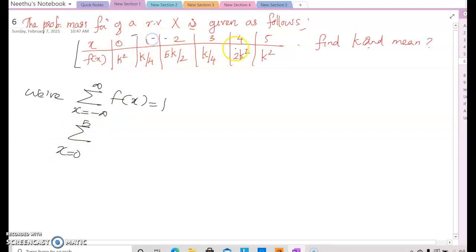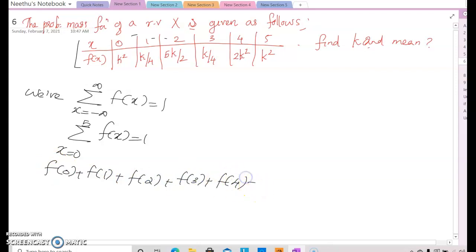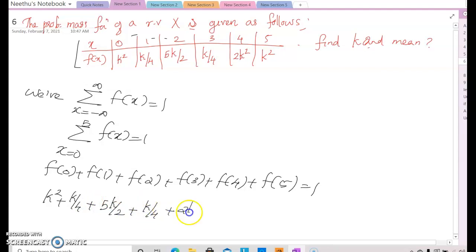0, 1, 2, 3, 4, 5 ആ വാല്യൂസ് ചൂസ് ചെയ്യാം. ആ വാല്യൂസ് മാത്രമേ ഉള്ളൂ. അപ്പൊ എന്താ f of 0 പ്ലസ് f of 1 പ്ലസ് f of 2 പ്ലസ് f of 3 പ്ലസ് f of 4 പ്ലസ് f of 5 equal to 1. That is k square plus k by 4 plus 5k by 2 plus k by 4 plus 2k square plus k square equal to 1.